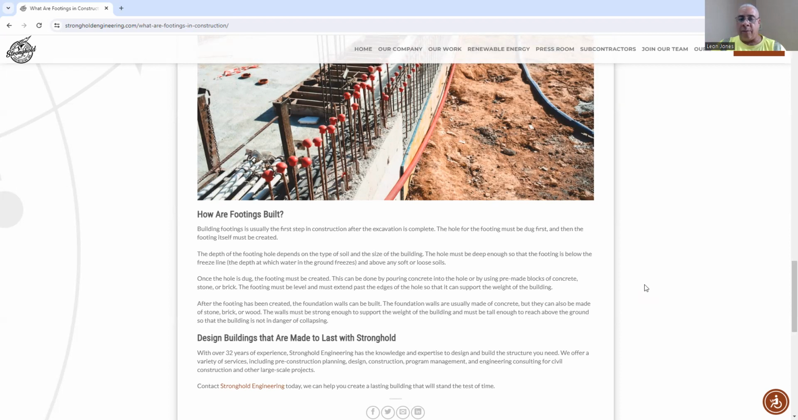Now, after the footing has been created, the foundation walls can be built. So basically, the walls are usually made of concrete, but they can also be made of stone, brick, or even wood. Now, the walls must be strong enough to support the weight of the building, and tall enough to reach above the ground so that the building is not in danger of collapsing.